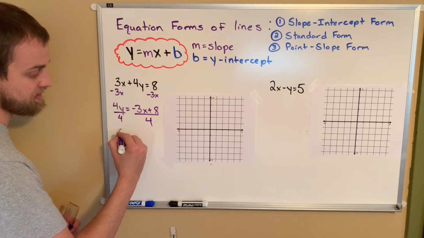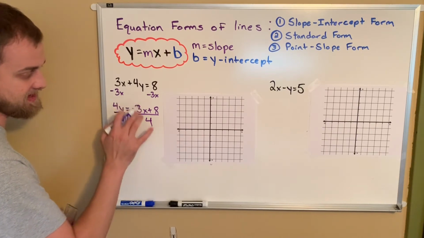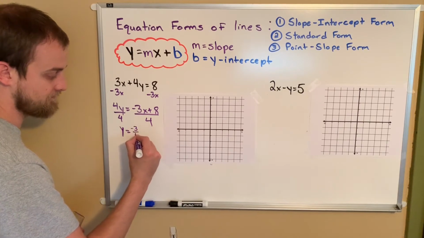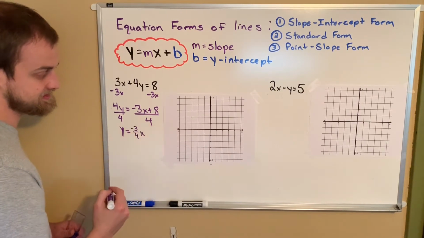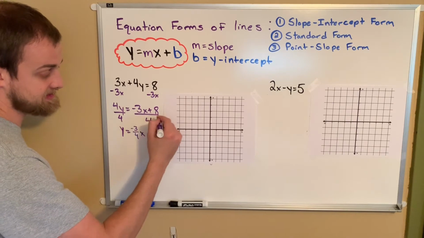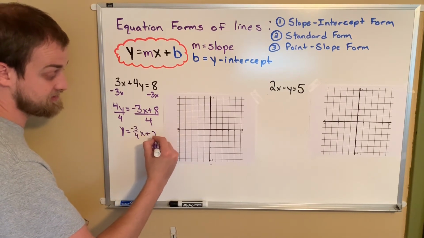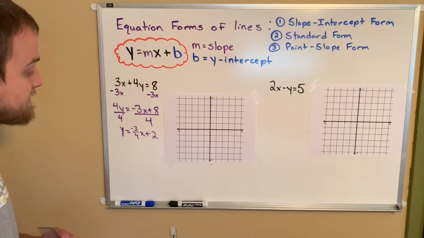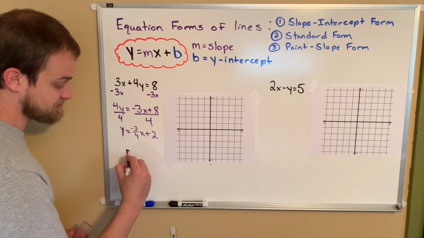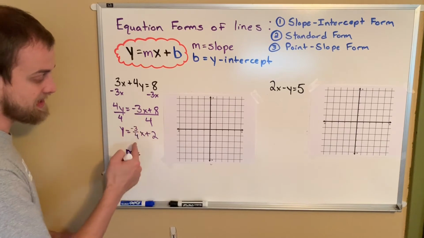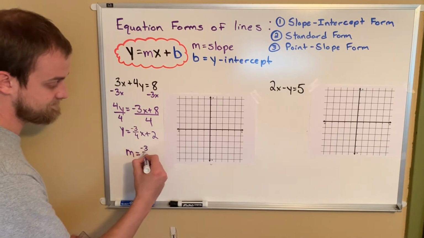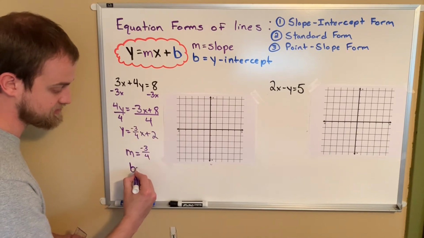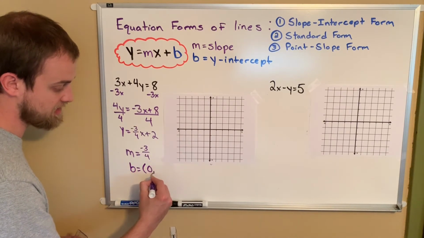And what this will leave me with is y equals, a fast way to write negative 3 divided by 4 is negative 3 over 4x. Positive 8 divided by 4 is positive 2. Again, I know I'm saying positive and writing plus, but that's just a way for me to remember. My slope is in front of my x. It's negative 3/4. My y-intercept is positive 2, so my b would be 0, 2.